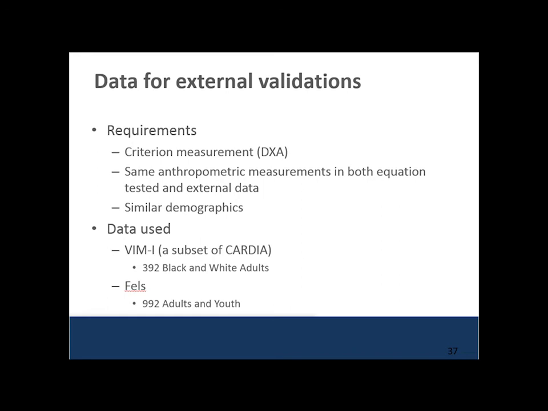So the external data that we used for this purpose, two different data sets. One is called VIM1. These are people who are a subset of the Cardia data set in young adults. And then the FELS data, which spanned both adults and youth. And I should also mention Cardia has African Americans and whites.